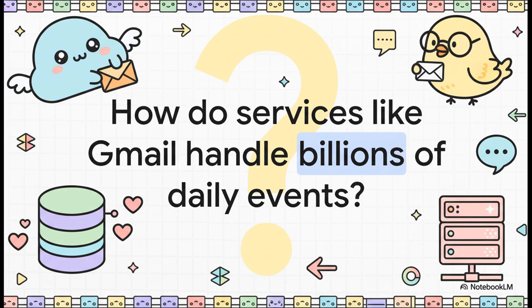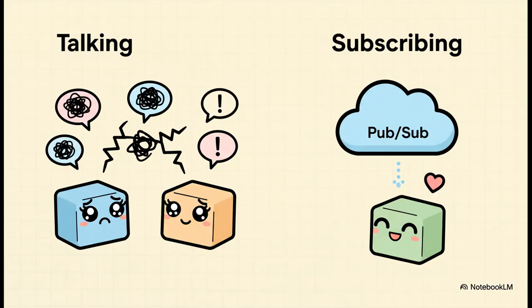So let's just start with a question to frame this. I mean, think about the massive scale of Google, right? Services like Gmail and YouTube are dealing with this unimaginable flood of events happening every single second. How on earth do they manage that constant, gigantic flow of information without just grinding to a halt? Well, the answer is actually pretty clever. Instead of having every little piece of the system talk directly to every other piece, they use a completely different model. They subscribe. And that one little shift in thinking is what makes everything else possible.